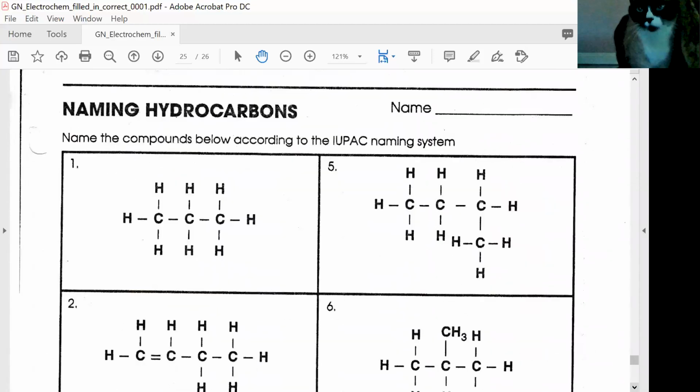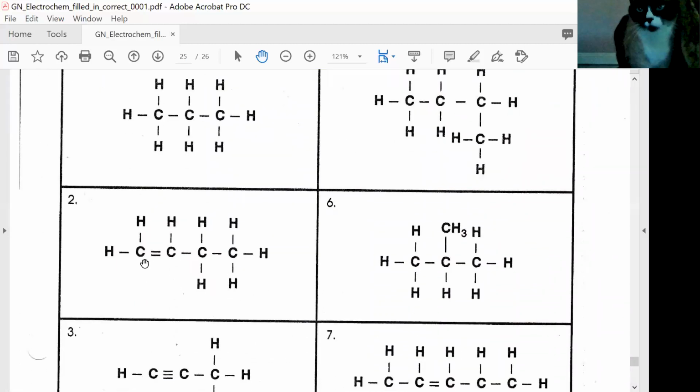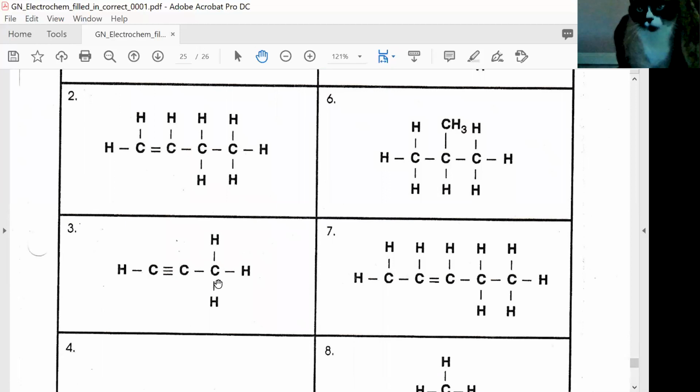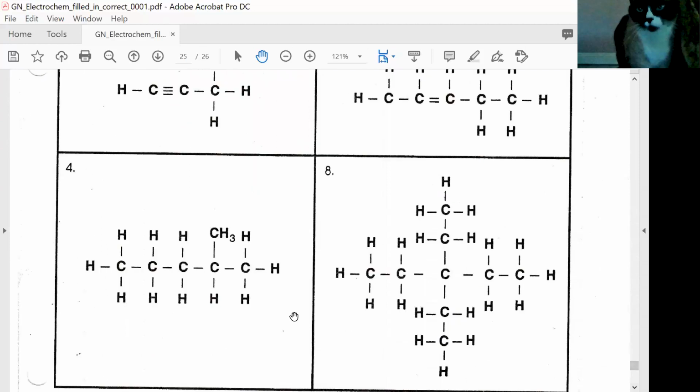So then we have some problems to practice, and I believe you should have these in your handout. Okay, if you notice this one, it's 1, 2, 3 going across. This one is 1, 2, 3, 4, but we have a double bond on carbon 1. This one is 1, 2, 3. We have a triple bond on carbon 1. This one is 1, 2, 3, 4, 5. So 1, 2, we have a methyl group on carbon 2.